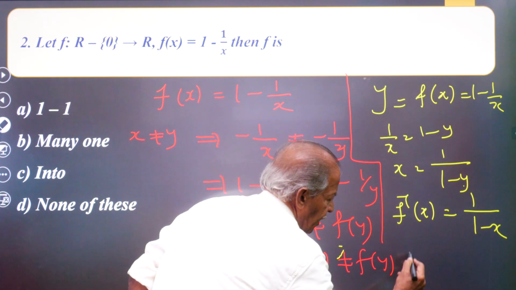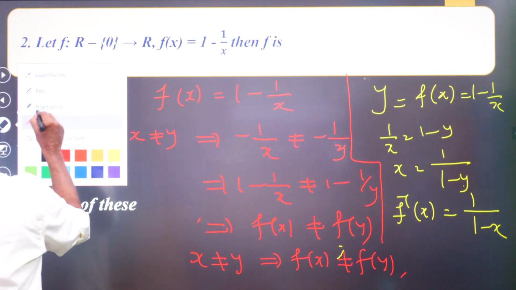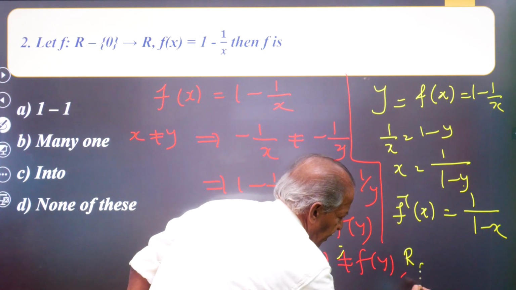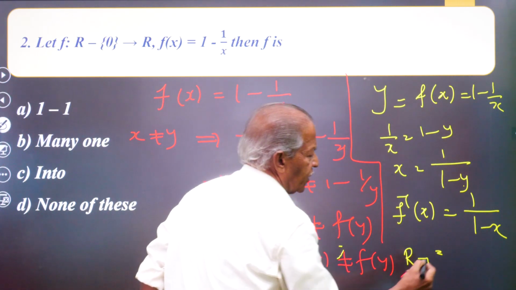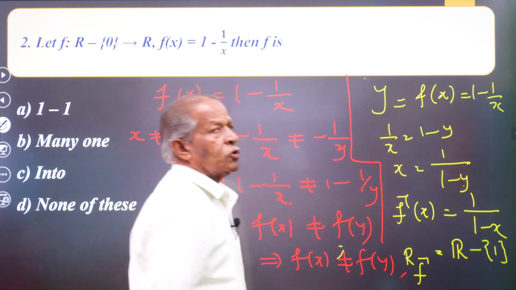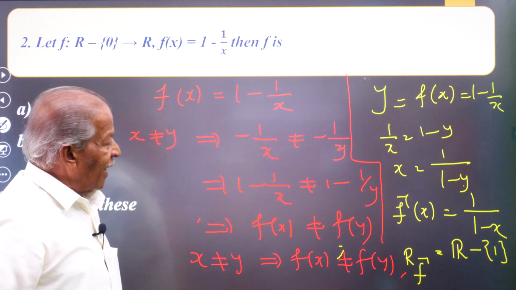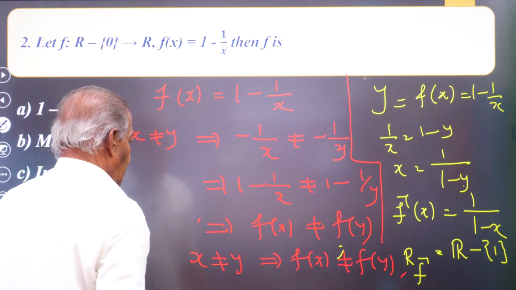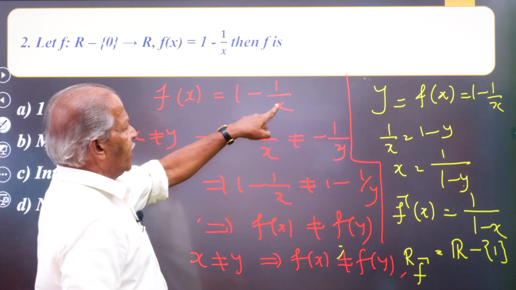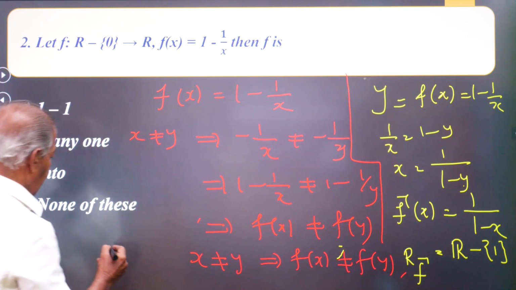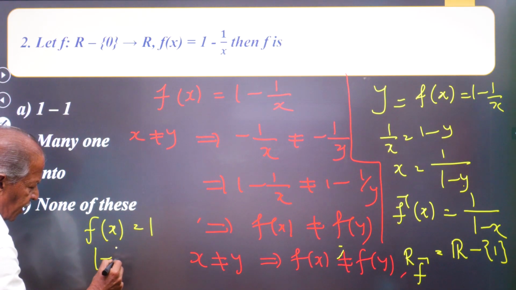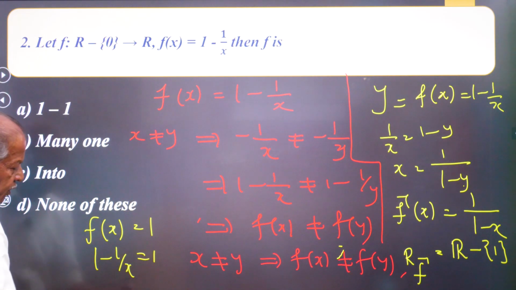The range of the function f inverse is equal to the set of all real numbers except 1... the minus 1 should not have the pre-image. Let us check how it's working or not. Minus 1 should not have the pre-image. If I put 1 here, I am checking f of x equal to 1, which is equal to 1 minus 1 by x.